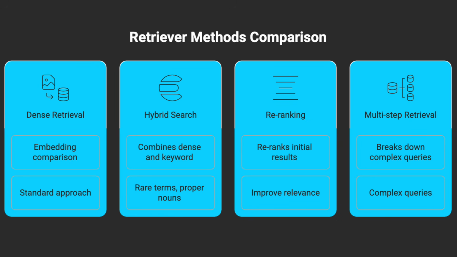or proper nouns. Re-ranking is a technique after initial retrieval. A more computationally expensive model re-ranks results based on relevance to the query. Multi-step retrieval is breaking complex queries into subqueries and retrieving information for each and then combining the results. The retriever's job is to return the k most relevant chunks of information, where k is typically between 3 and 10, depending on the application.